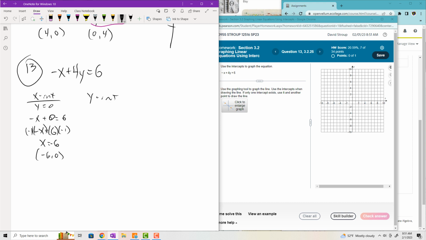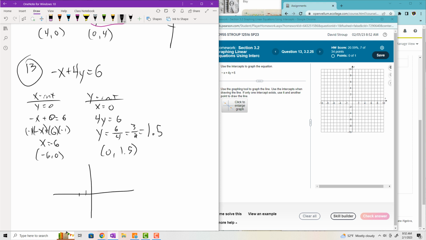Then for your y-intercept, you let x equals 0. So you'll have 0 plus 4y, which is just 4y, equals 6. Then you get y is 6 fourths, which is 3 halves. And for graphing, that will be 1.5. So 0, 1.5. And then you go and do your graph.